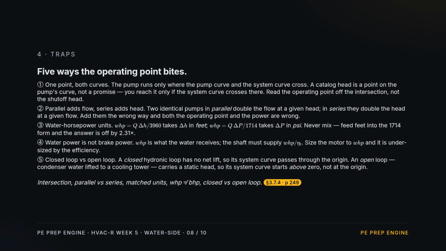4. Water power is not brake power. The shaft must supply water power divided by efficiency. 5. A closed loop system curve passes through the origin. An open loop carrying static lift starts above 0.